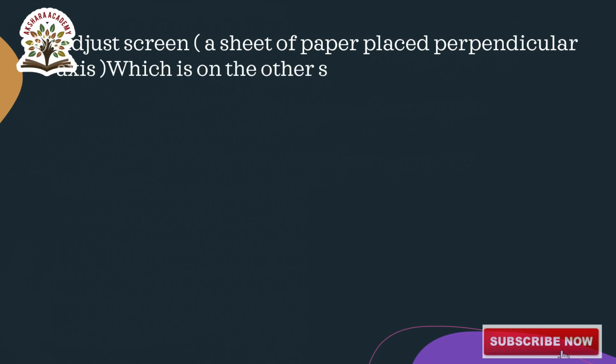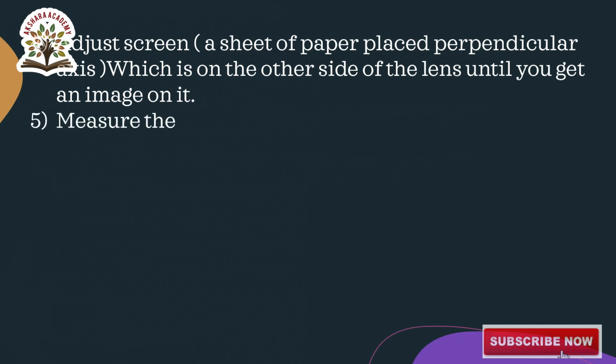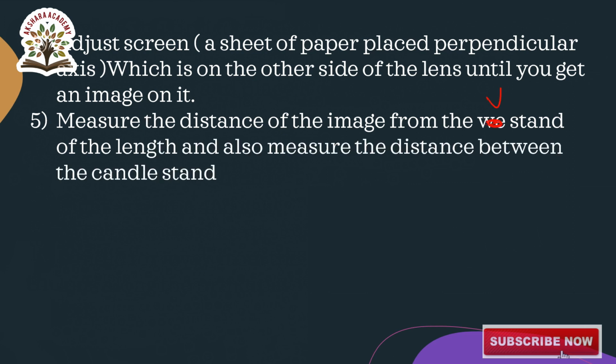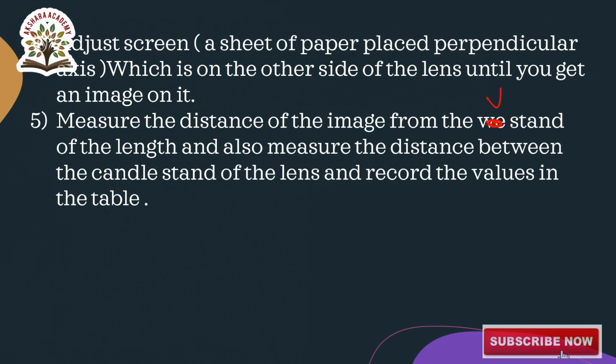Adjust the screen, a sheet of paper placed perpendicular to the axis on the other side of the lens, until you get an image on it. Measure the distance of the image from the V stand of the lens and also measure the distance between the candle and the lens, and record the values in the table.